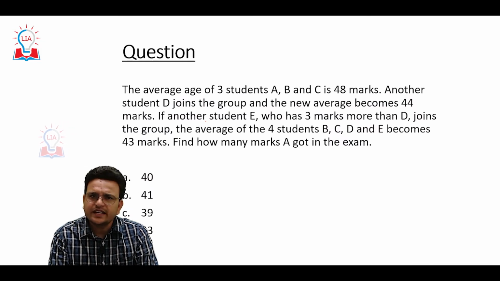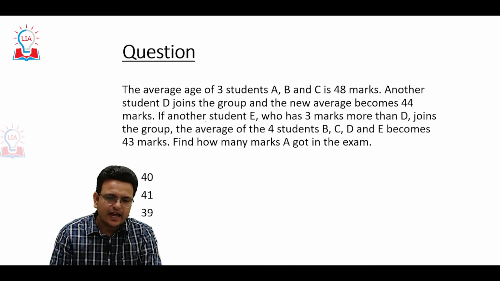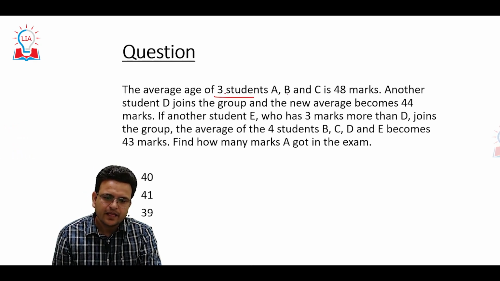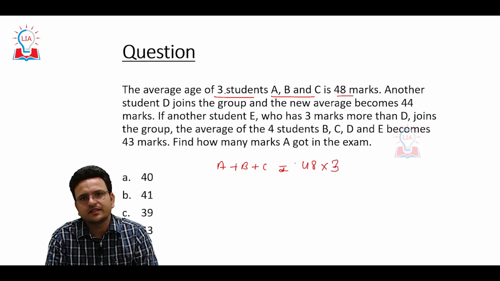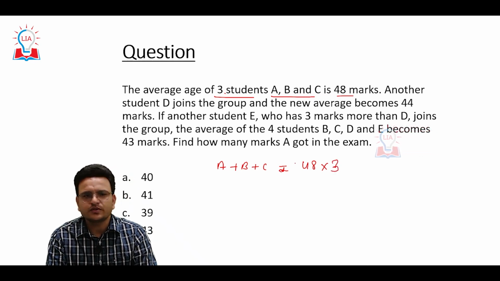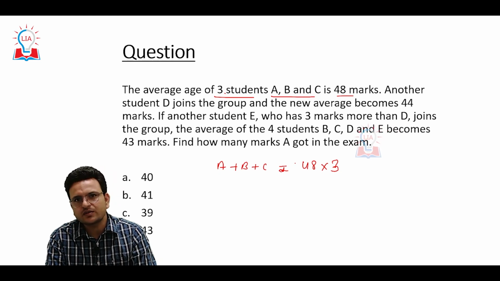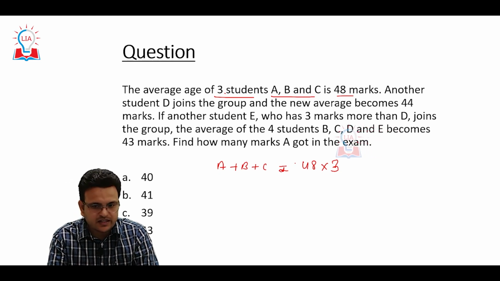This question is again very easy. Again, statements are there. The average of 3 students A, B, C is 48. It means A plus B plus C is equal to 48 into 3 in total. You can pause the video and first solve this particular question. Then I will give the explanation also.